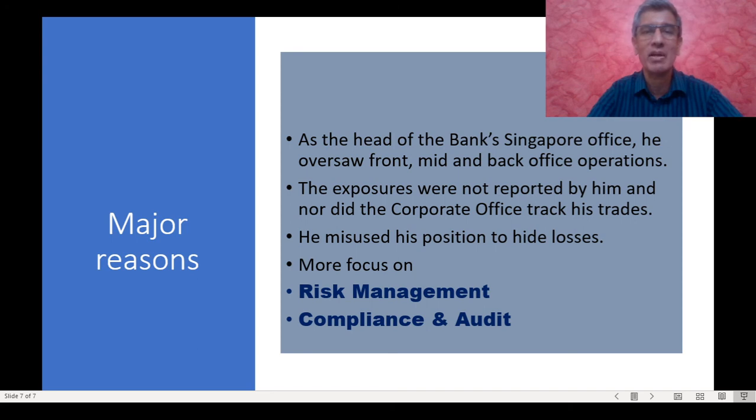Ultimately, this led to the collapse of a bank which was caused by the operations of one single trader on the Singapore Stock Exchange. So this collapse of Barings Bank brought into sharp focus the role of risk management, compliance, and audit. So after this, banks started focusing on risk management. The role of front office, mid office, and back office was clearly defined, and exposure limits were clearly defined for traders, and they were closely monitored to prevent such losses.